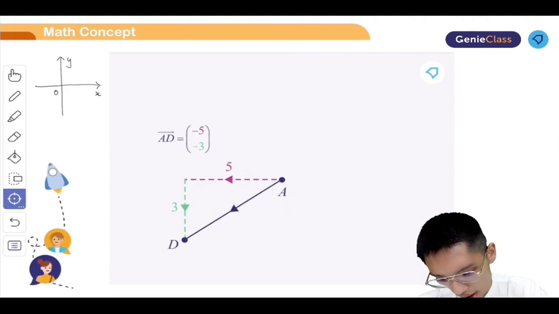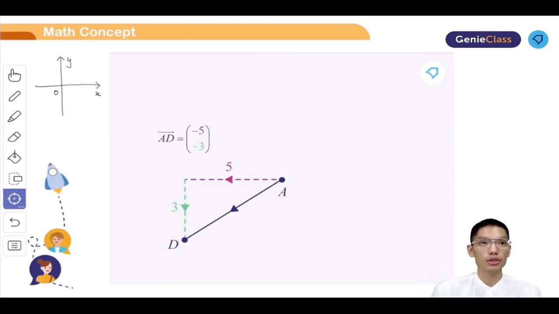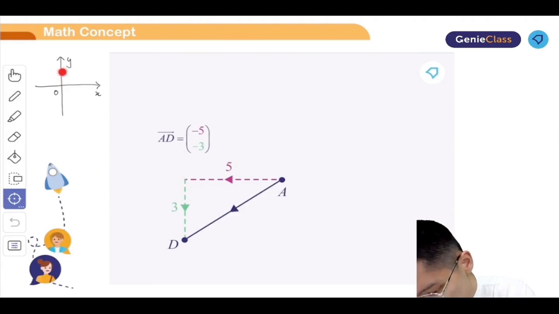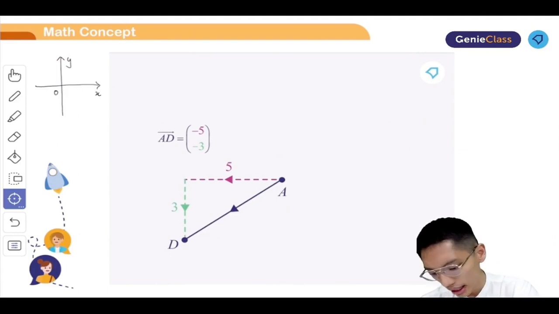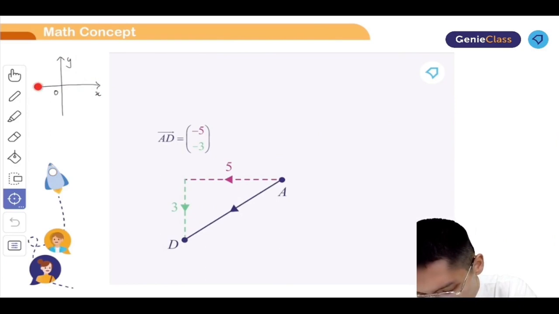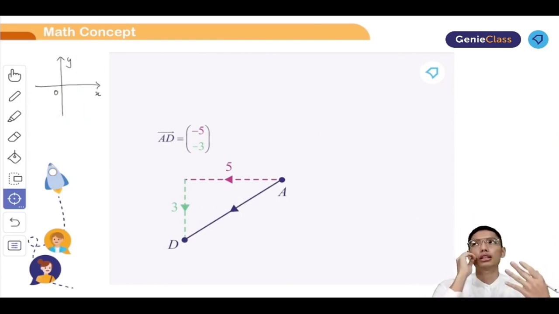Is that all? Yep, that's all from here. So you realize what happens? It is essentially following how the axis works. Upwards is positive, downwards is negative for my y. Right side is positive, left side is negative, just like my x-axis. So it follows a very relevant and equivalent notion for the x and y axes in the Cartesian plane. I hope this is clear.